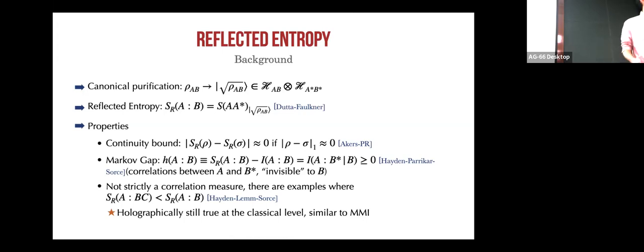Is the Markov gap a correlation measure? I don't think it is. The Markov gap is a difference of two quantities, and I don't think there's any reason for it to be. I think you said that holographically, sorry, classically, you do expect it to be a correlation. Yes, when I say classically, I just mean holographically at the classical level. Okay, because their counterexample is classical. Yes, I don't mean classical in the sense of the system being classical, but the holographic dual being classical.